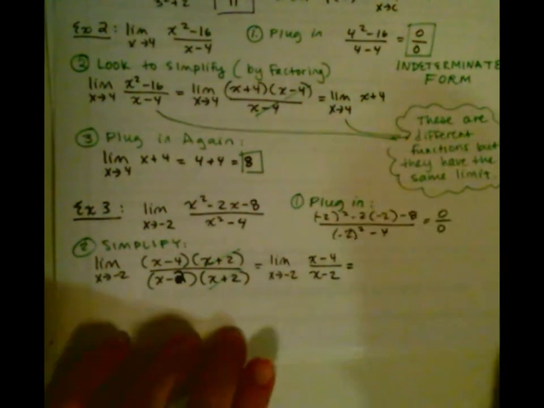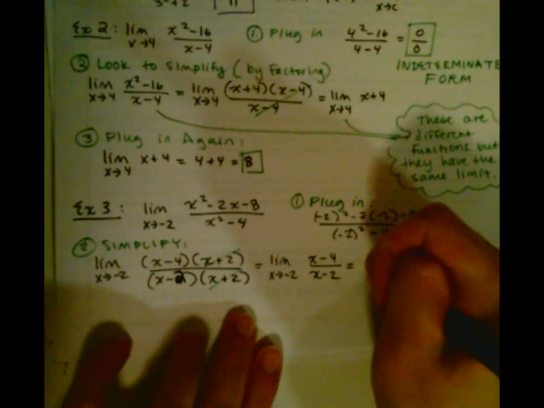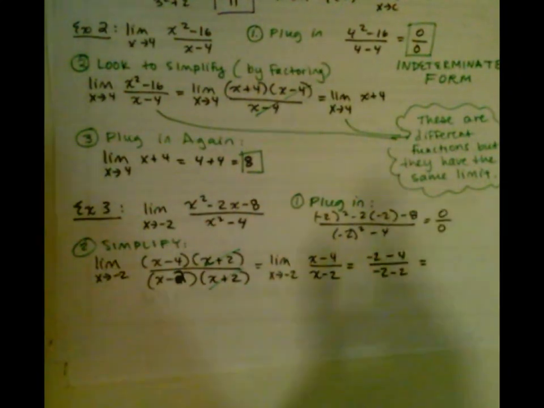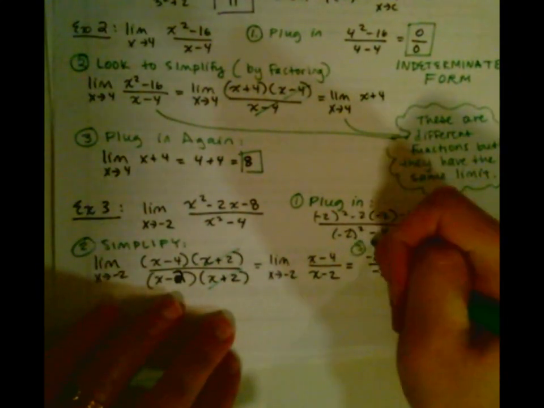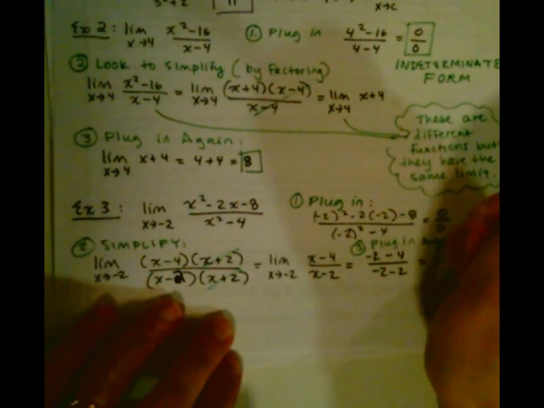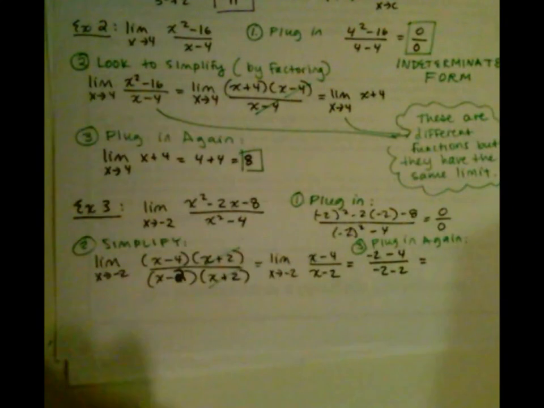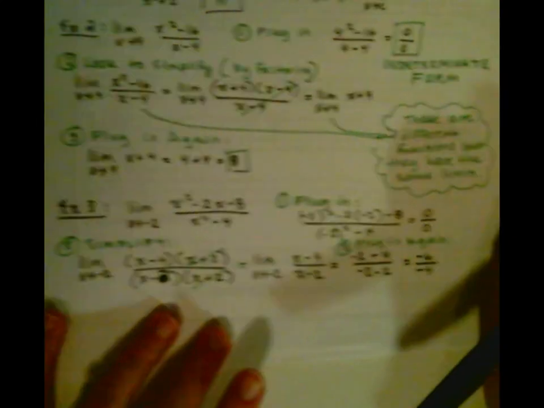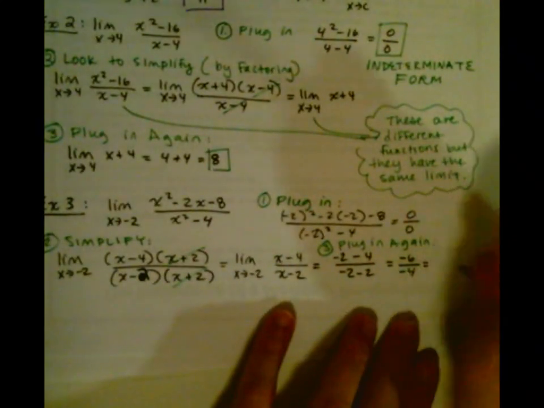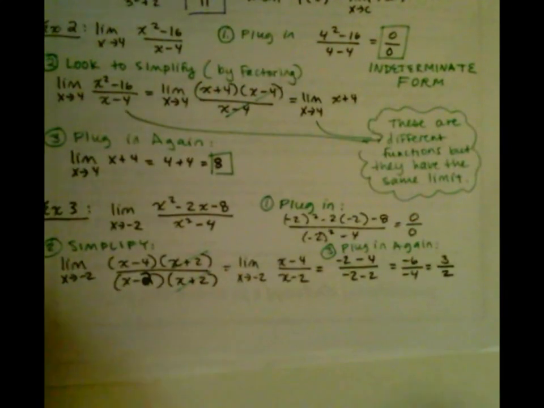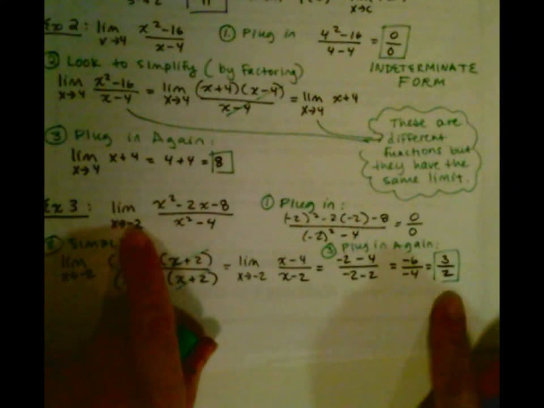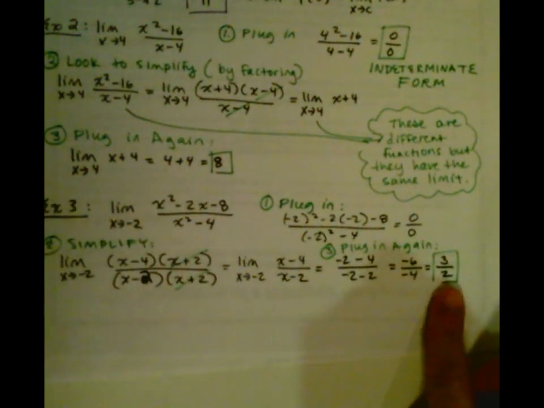Okay, so what happens here is I get -2 minus 4 over -2 minus 2. Oh, I forgot to write, this is step 3, right? Plug in again. And I get negative 6 over negative 4, which I can simplify into 3 over 2 or 1.5, and that would be the limit of this original function as x goes to negative 2. So this is the intended function height.